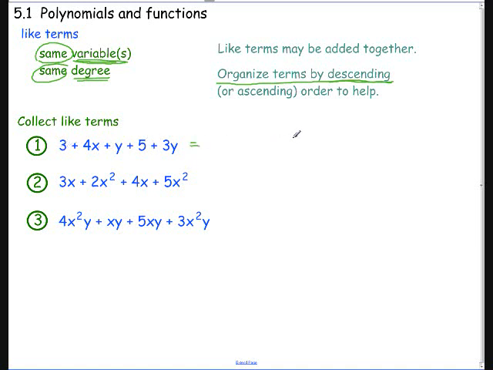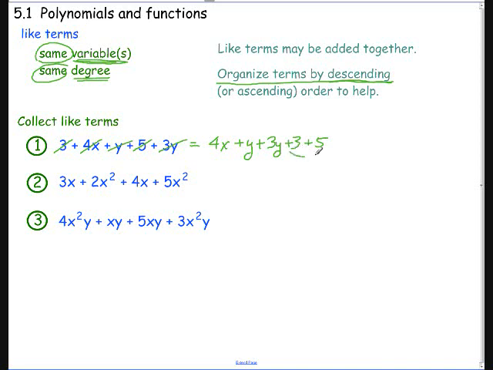3 and 5, what order are those? That's right. They're at x to the 0 power. And then I've got 4x. I better mark these off, I'll forget. So I've done this one and this one. Done 4x, so I'm left with plus y plus 3y. And I should have that in there, plus 3. So I've just re-expressed this.